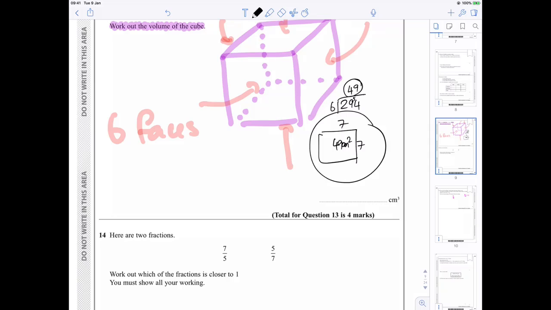So if it's 7 by 7, then the volume is, so this is going to be 7, 7, 7. So volume is length times width times height. It's going to be 7 times 7 times 7.